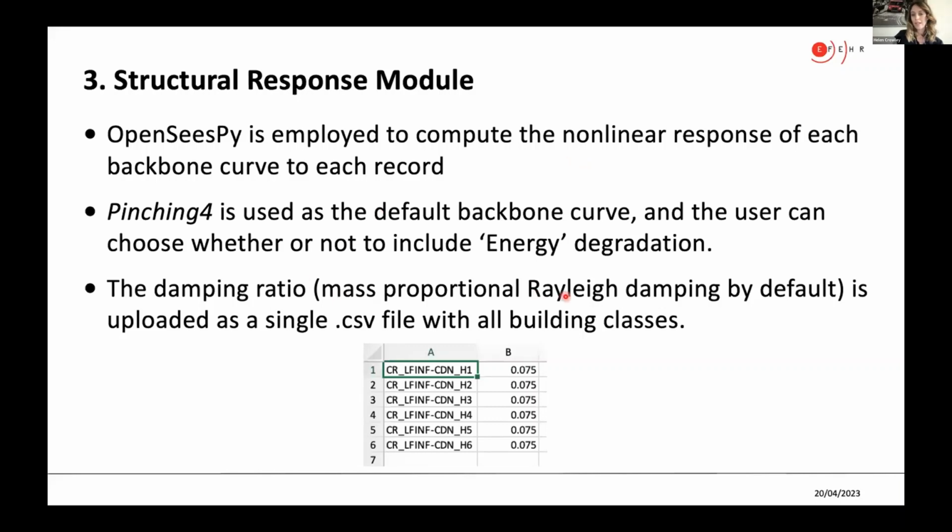Mass proportional Rayleigh damping is the default assumption, and the user just needs to provide the damping ratio for each of the building classes for which they've provided the capacity curves.